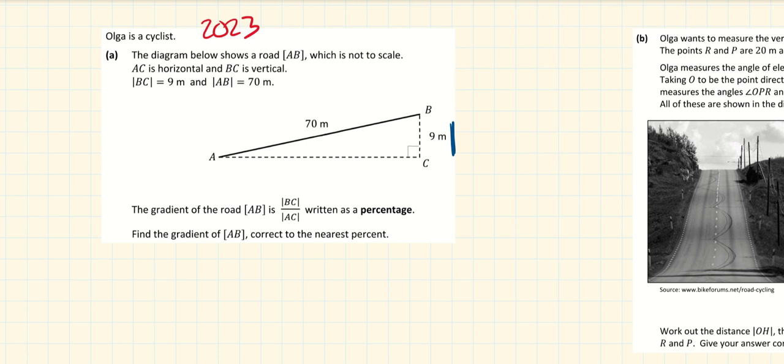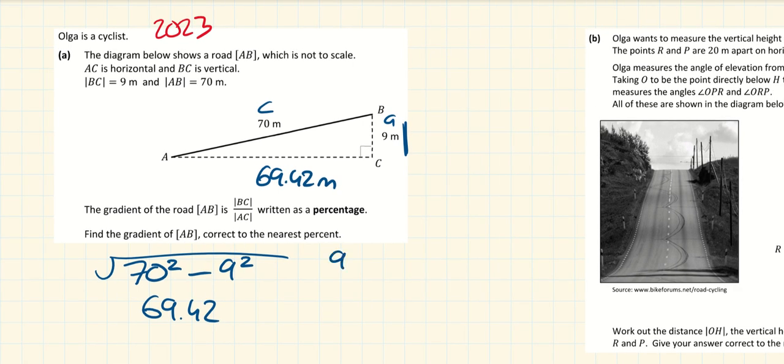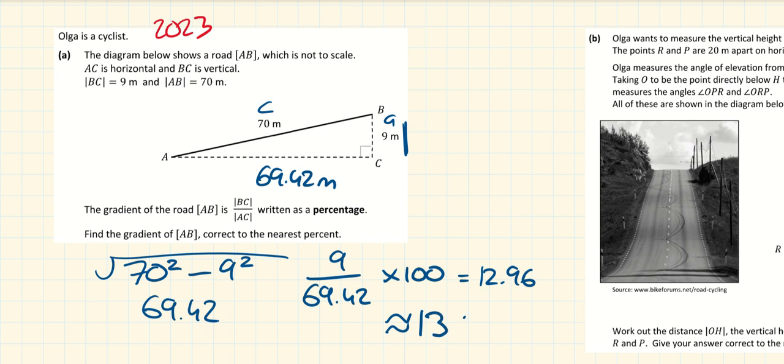So this is just a Pythagoras. Okay, here's a long side, here's a short side. So let's just quickly Pythagoras this. We've got 70 squared minus 9 squared, which will give you 69.42. So AC will be 69.42 meters. And the gradient is BC over AC, so we'll do 9 over 69.42, and it's as a percentage, so we times it by 100. So you get 12.96, or approximately 13%. So it's a 13% rise of the road that Olga is going up.